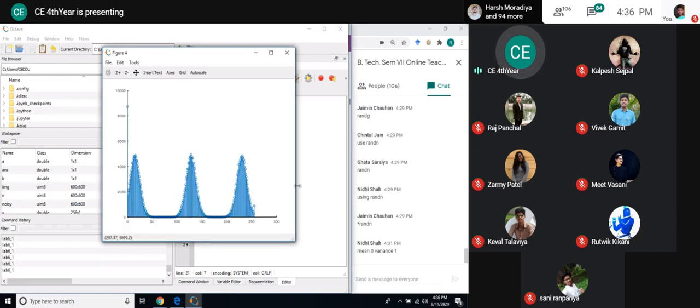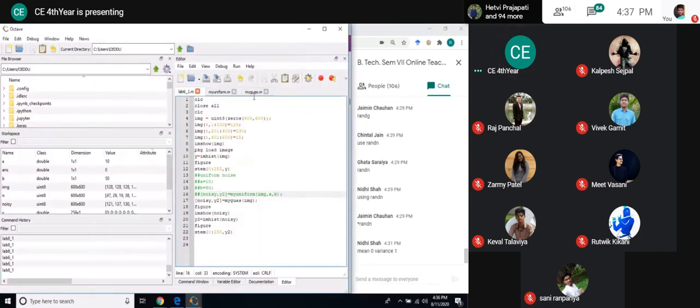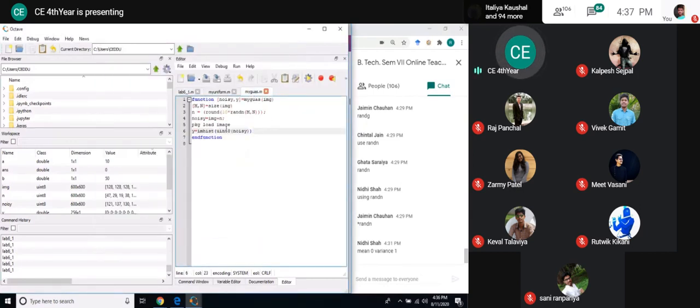Okay, as expected. So now, what exactly happened here? What was the case here? See here the values. What was the range of random? First of all, tell me first what I did here.